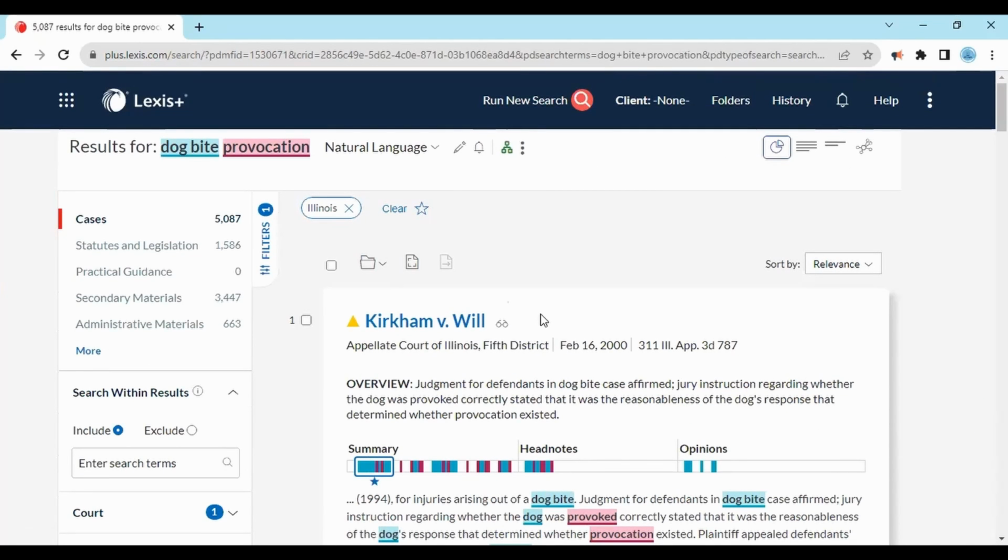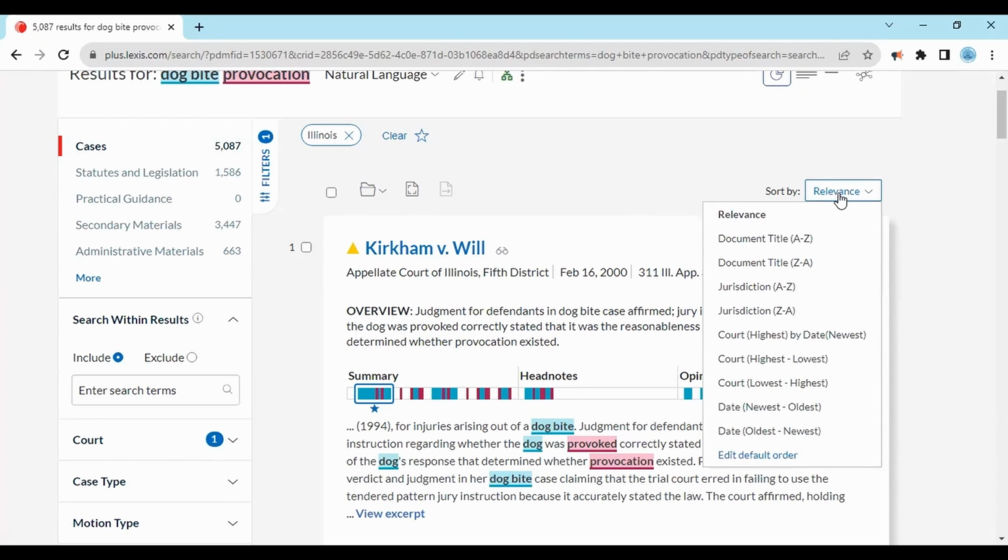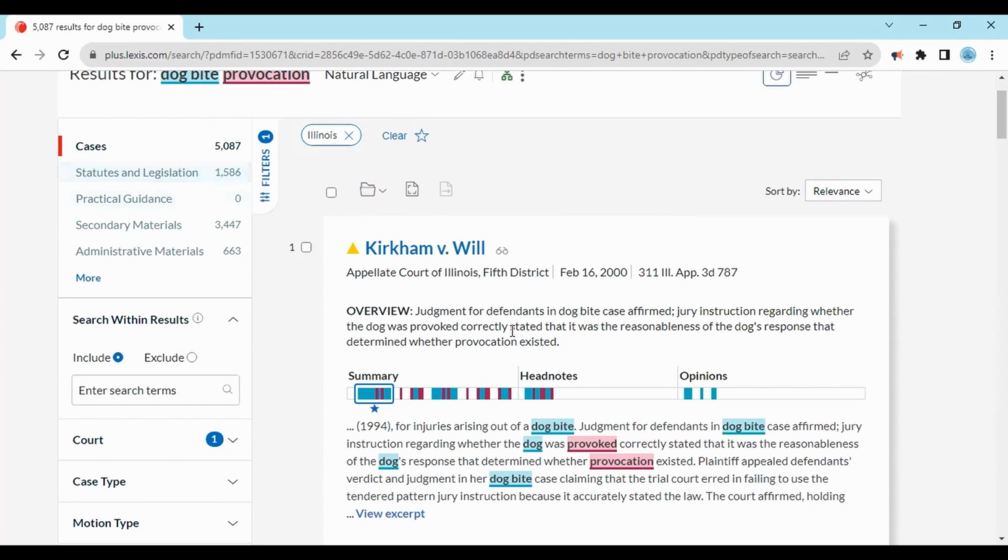Okay, so this is our search for dog bite provocation cases in the state of Illinois. As you can see, it's yielded 5,087 cases. That's way too many cases for us to read. So what we need is some way to sift through these and find out which ones are going to be pertinent to our research and our topic. So one thing you can do is just sort by relevance, which it's already done for you. So this is what Lexis, based on your search term, thinks are the best cases.